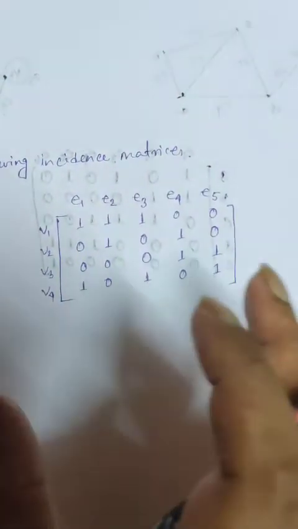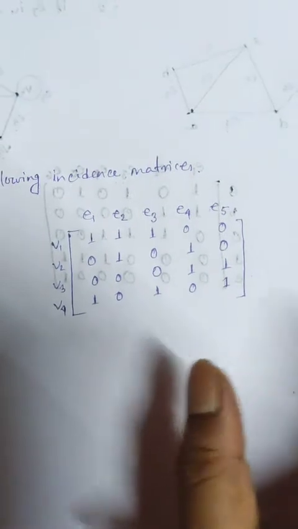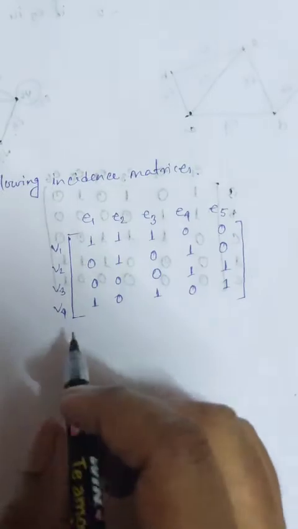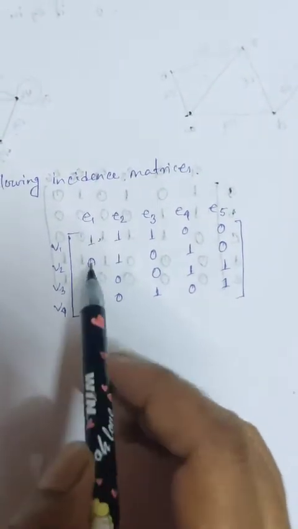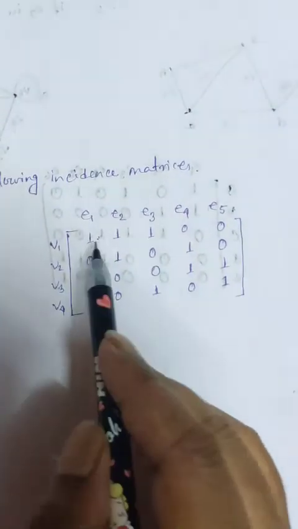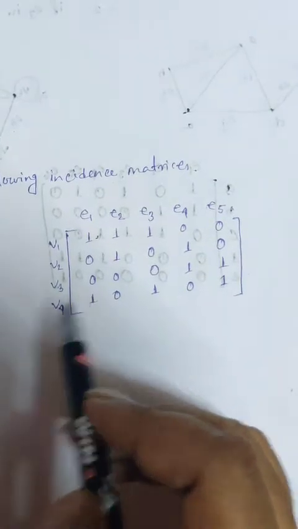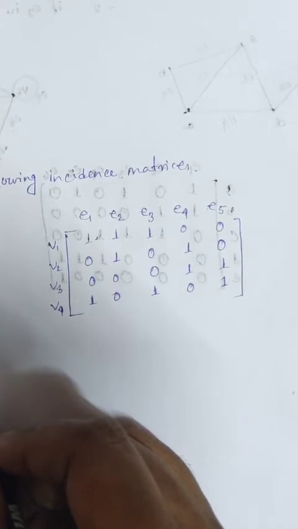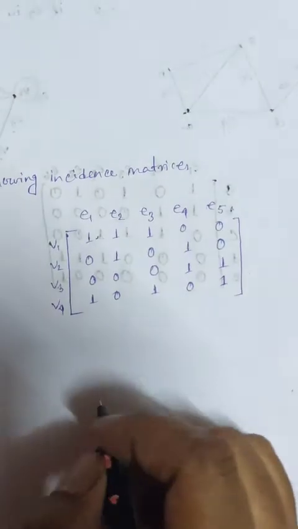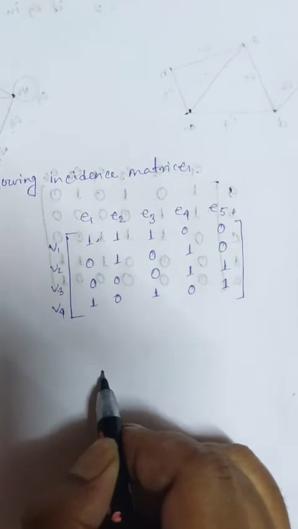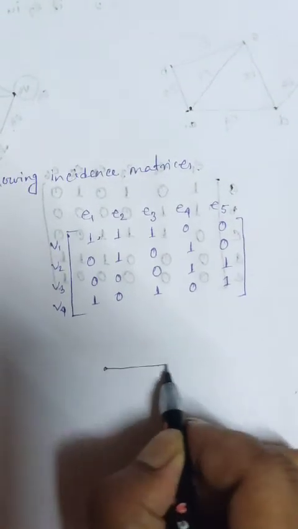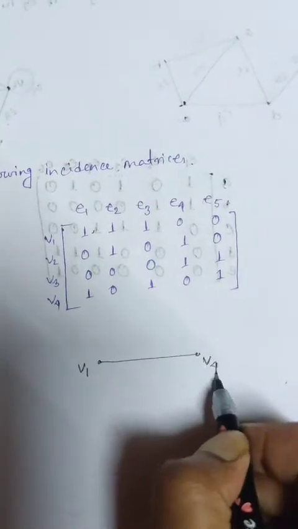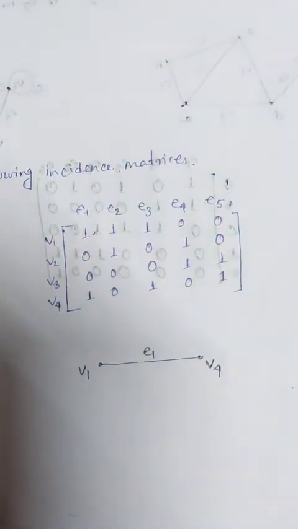So now see here, to draw the graph from the incidence matrix, we will put more emphasis on the edge. See here that the E1 edge is incident on V1 and V4. So now we can say that we can draw this graph like this. Suppose this is V1 and this is V4 and this is edge E1.